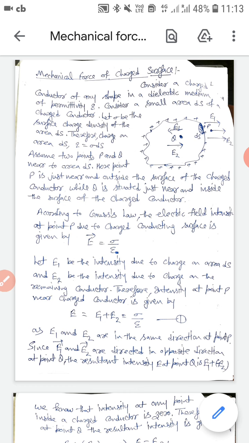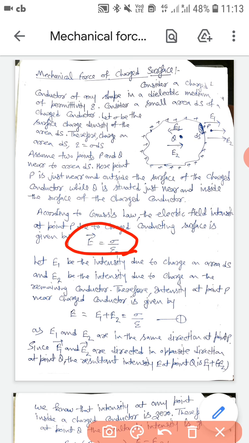According to Gauss law, the electric field intensity at point P due to the charged conducting surface is given by E equals sigma over epsilon, where sigma is the surface charge density and epsilon is the permittivity of the medium.